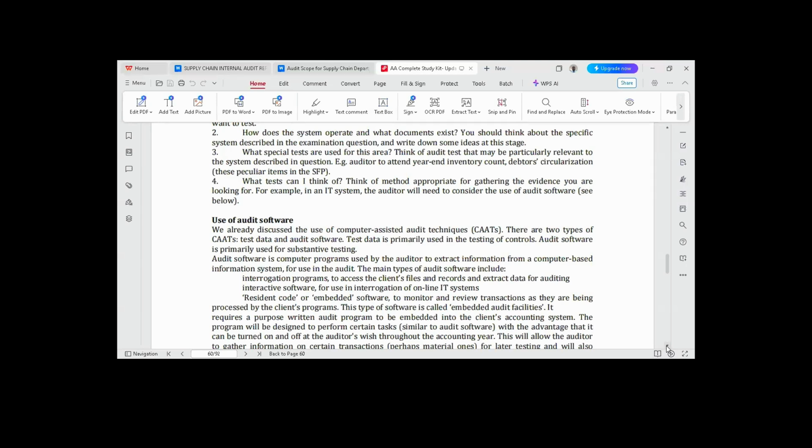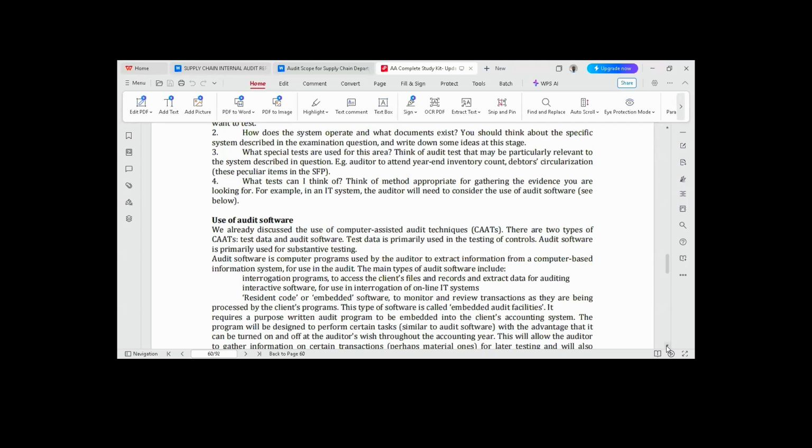Okay, there are some banks that have this chat box installed when you try to navigate on the bank website. So it's called what? Interactive software. The third one is called resident code or embedded software. These ones are installed on the client system, like software. They are installed on the client repository, that is the client server.